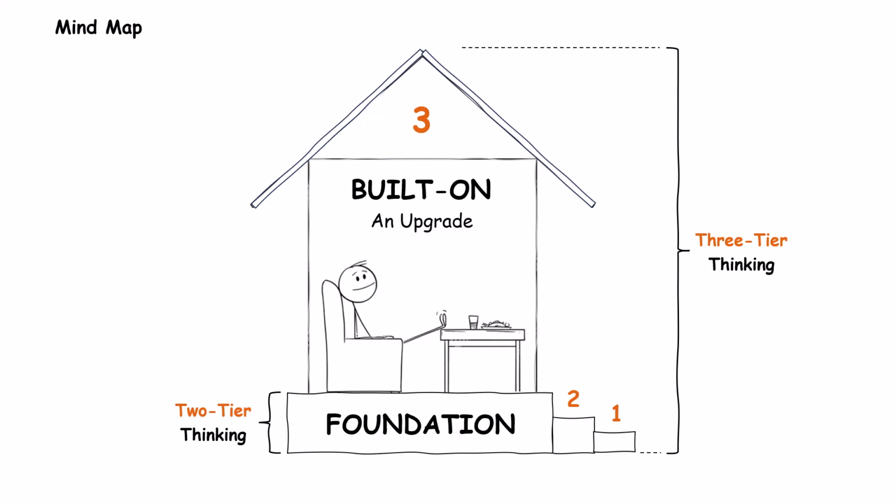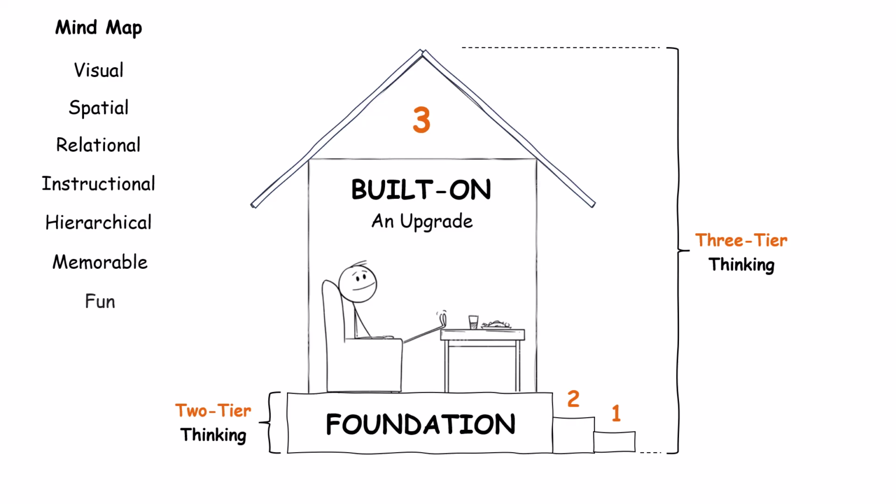This mind mapping illustration stands out for its visual simplicity and ability to clarify key ideas. It effectively highlights the distinction between two-tier and three-tier thinking, while showcasing all the qualities that make mind mapping so effective. It's visual, spatial, relational, instructional, hierarchical, memorable, and fun.